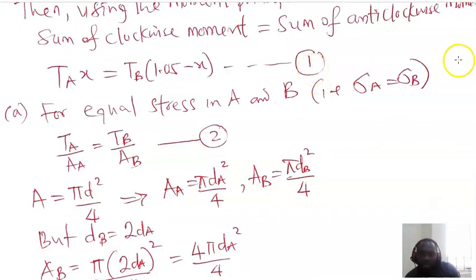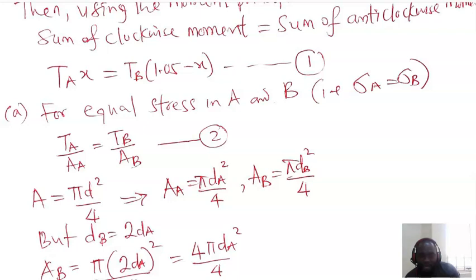Now, the question is asking us to compute x for equal stress in A and B. So we'll take it from there. Equal stress in A and B means stress in A equals stress in B. And what is stress? Force over area. Only that in this case, the forces are the tension from the rope or the wire. So TA over area of A equals TB over area of B. You can put that as equation 2.